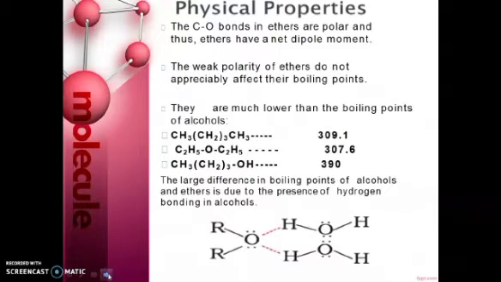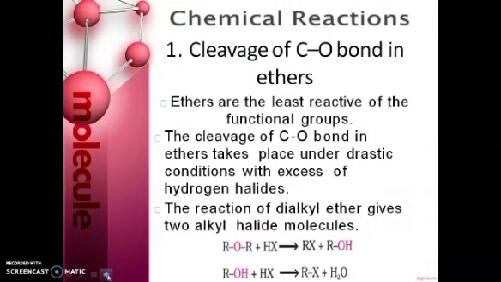Next is the physical properties. The C-O bonds in ethers are polar and thus ethers have a net dipole moment. Due to the weak polarity, it does not much affect their boiling point, and it is also very much lower than that of alcohols, because alcohols show hydrogen bonding, as we saw earlier. Next is the chemical reactions.